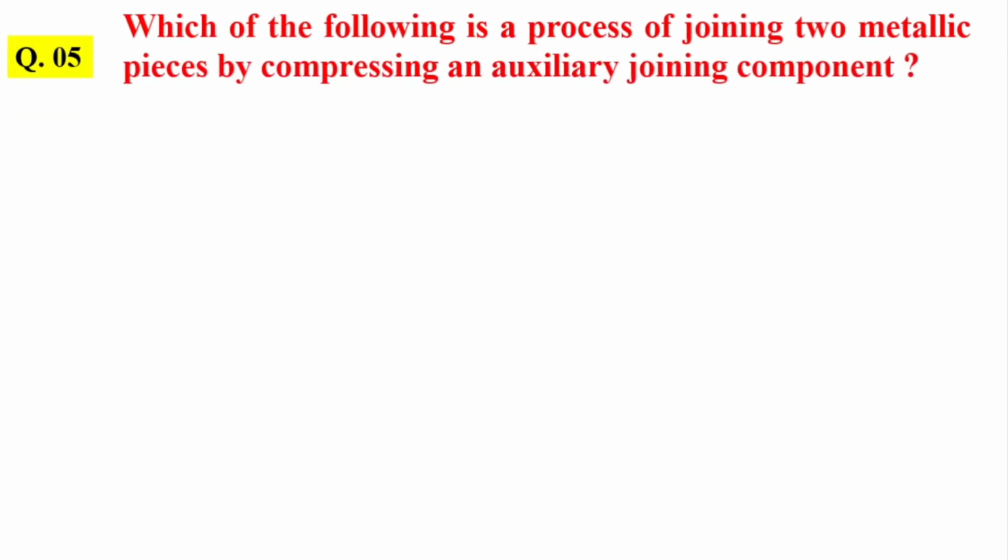Question number 5. Which of the following is the process of joining two metallic pieces by compressing an auxiliary joining component? That is riveting. In the riveting process, two components are joined together by an auxiliary component, by pressing them against each other. That is called the riveting process.